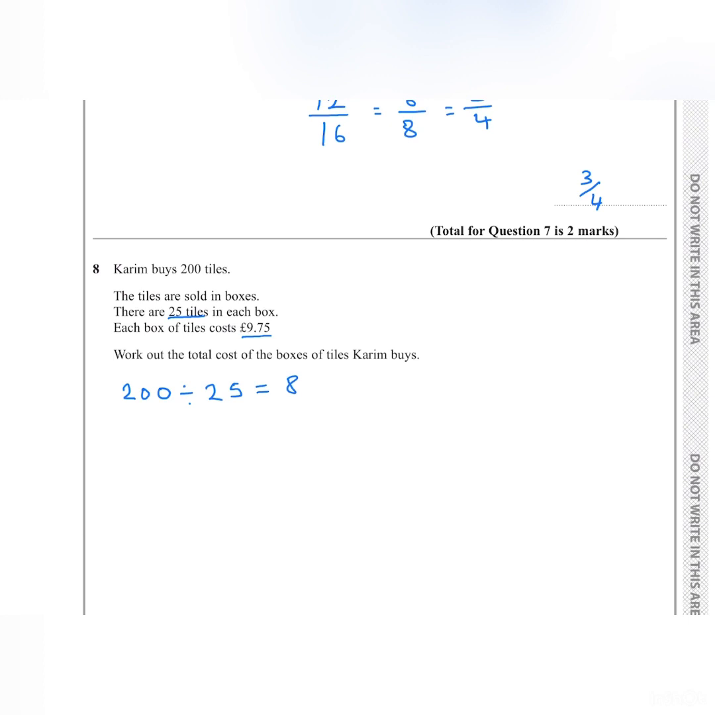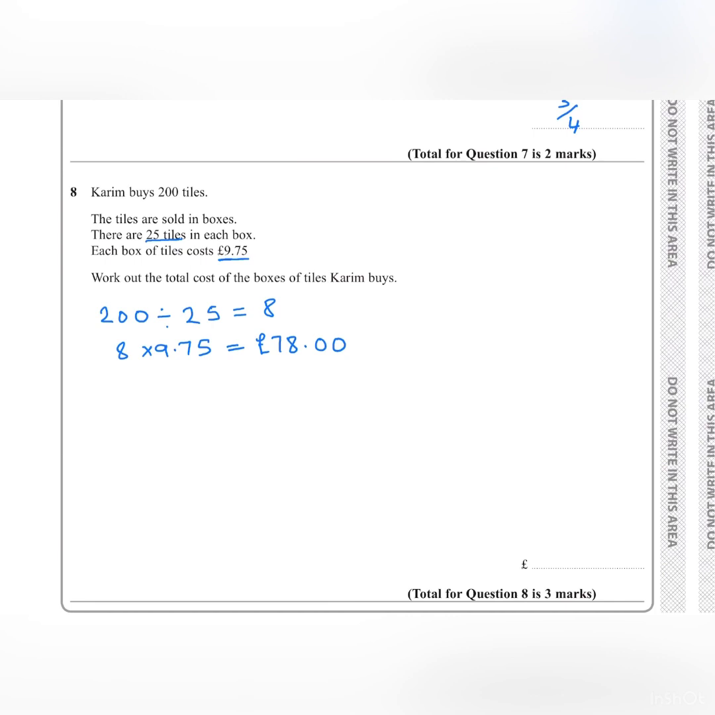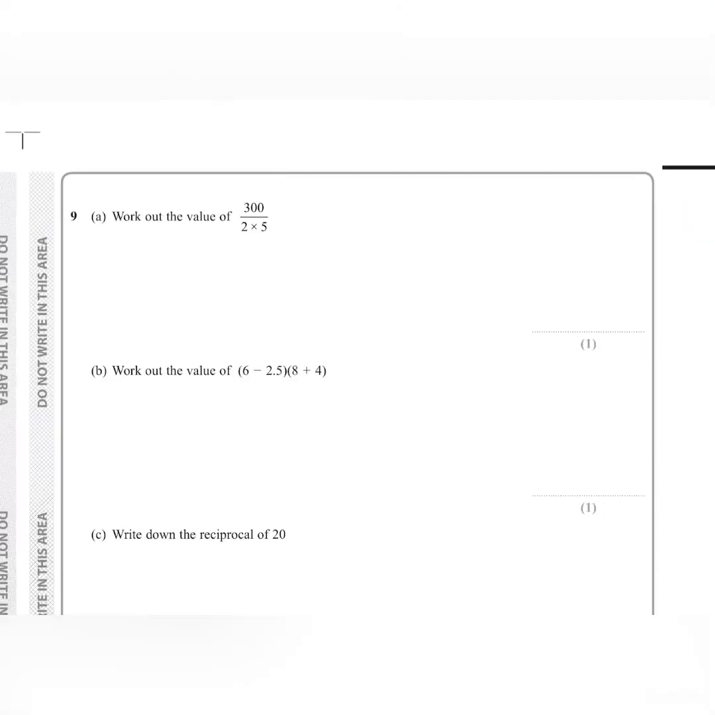And each box of tiles costs £9.75. So 8 times by £9.75, that is £78. Okay, so money to 2 decimal places. Okay. Right, question number 9.